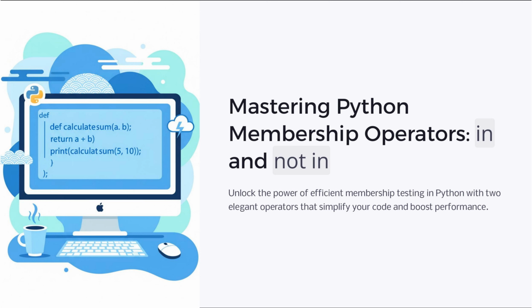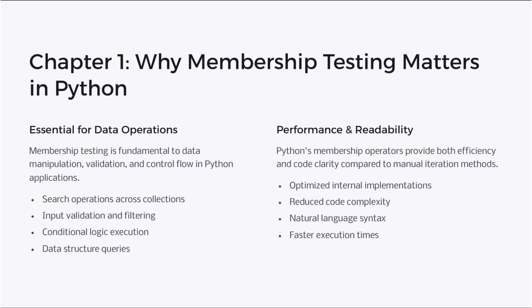Python's in and not in operators streamline membership testing, enhancing code efficiency and readability. These operators allow for quick checks within data structures, eliminating the need for manual iteration. By leveraging Python's optimized internal mechanisms, developers can achieve faster execution times and reduced code complexity, making them essential tools for effective data operations.